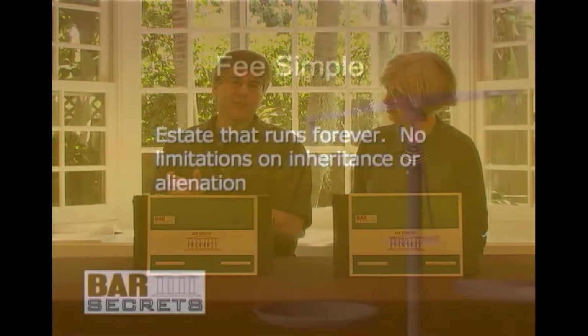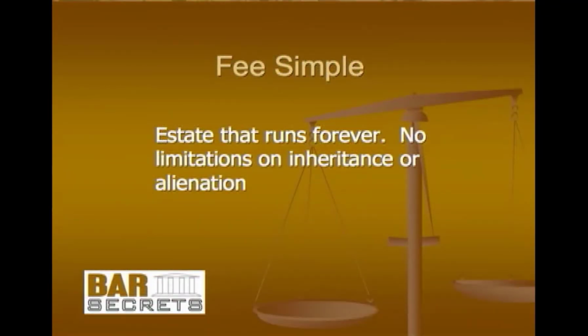First, we begin with a fee simple absolute. This is an estate that runs forever, has no limitations on inheritance or alienation, so you can devise it and you can sell it, and it runs forever. Now, what about estates that may not run forever? This is where we have to deal with the problem of future interest, because if the estate doesn't run forever, we always have to account for all the interests. So if it doesn't run forever, what is going to happen?